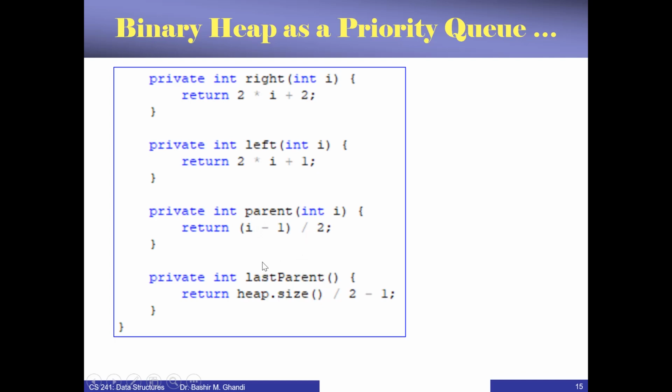And the last formula, which we will use later, we don't need it in the Enqueue and Dequeue. We're going to need it later when building a heap. Last parent is always the count, which you can get by calling heap.size divided by 2 minus 1. Okay, so those are the important methods in the min heap.